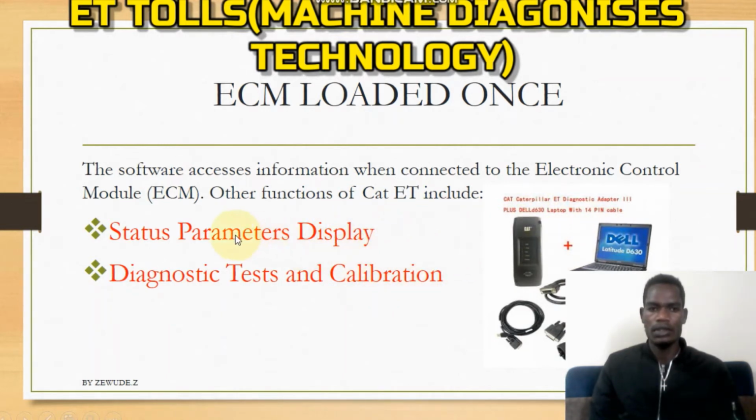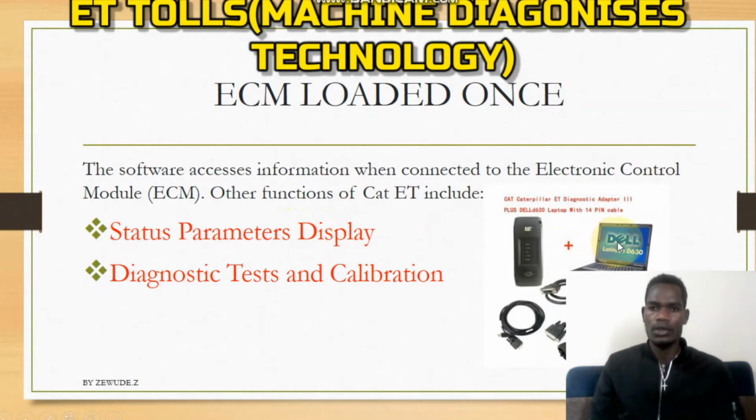Once we connect our system with the machine and the ECM is obtained, we are able to look at all those parameters on a single desktop here. The status parameter display is also observed here. The diagnostic test and the calibration mechanism are also performed by this.